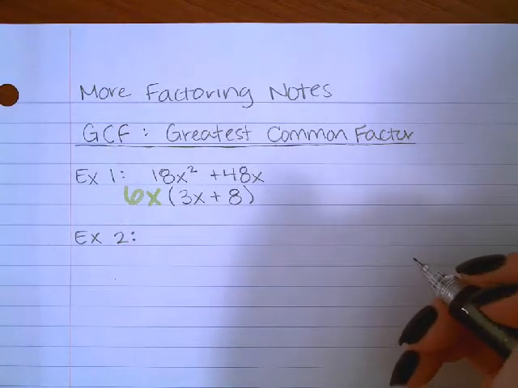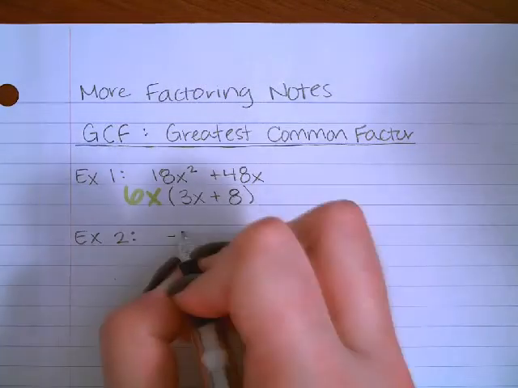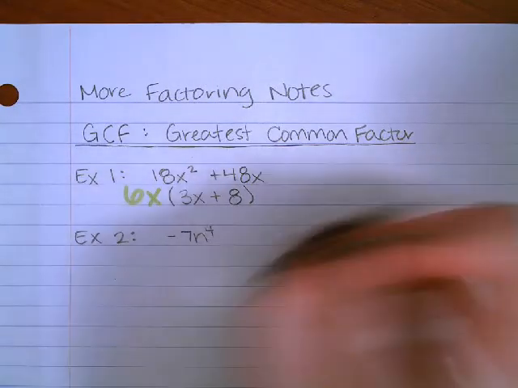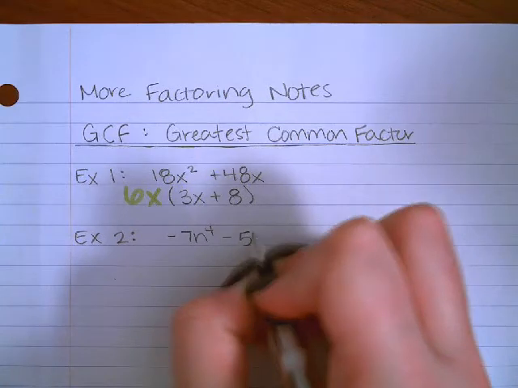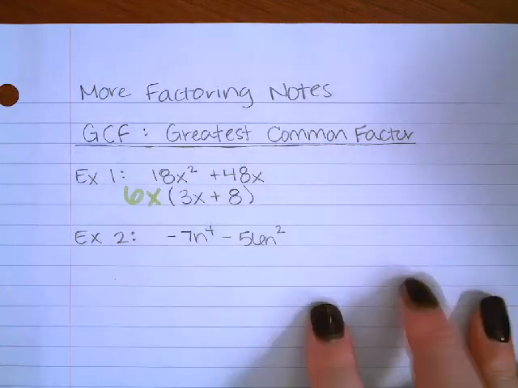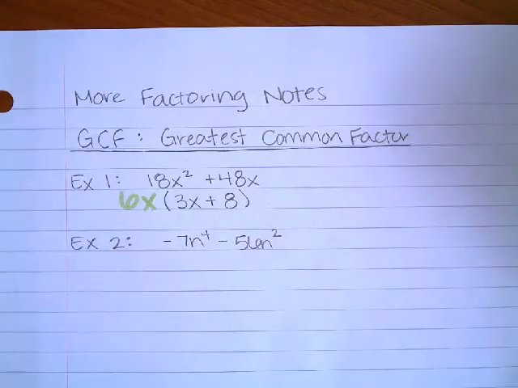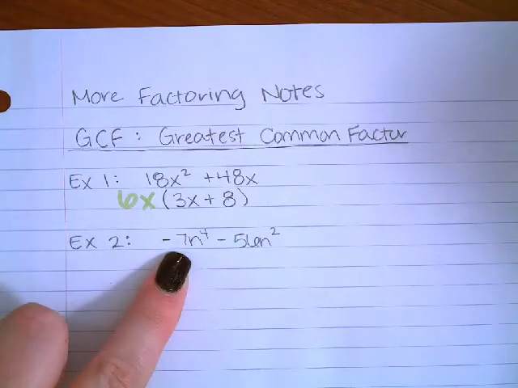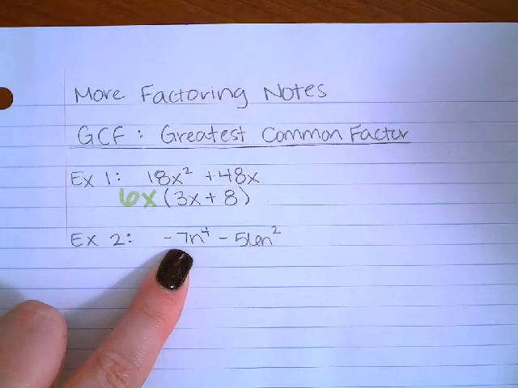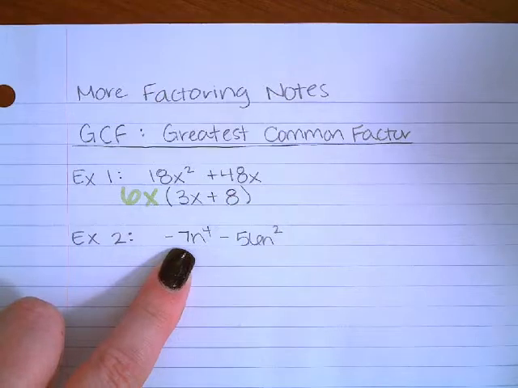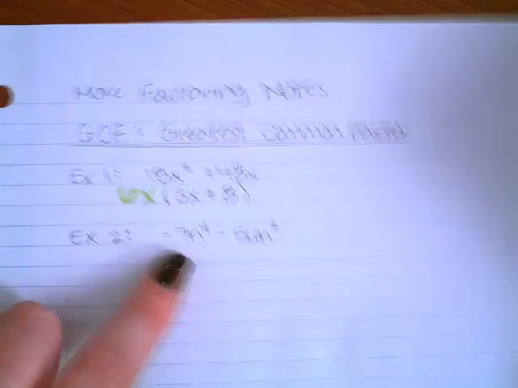All right, for the second example, I'm going to write negative 7n to the 4th minus 56n squared. And this problem is kind of unique because it has a negative term, a negative leading term. And what I mean by that is the first term is negative. And a lot of times you don't see that in math. A lot of times people try to write something so that it's positive in the front.